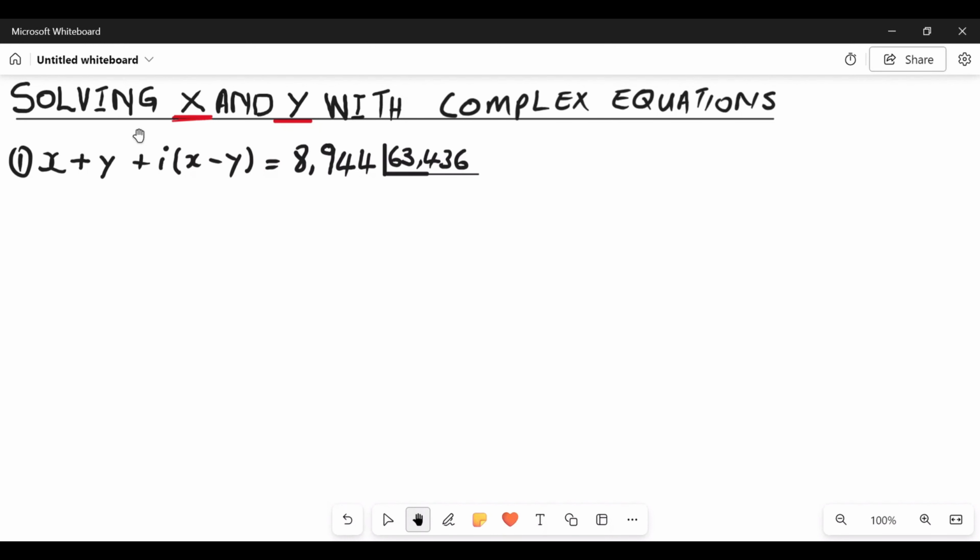Today in this video we'll be solving x and y with complex number equations. Now what you need to understand here, guys, is that we have two complex numbers in different forms. On the left hand side we have complex numbers in rectangular form, and on our right hand side we have complex numbers in polar form.